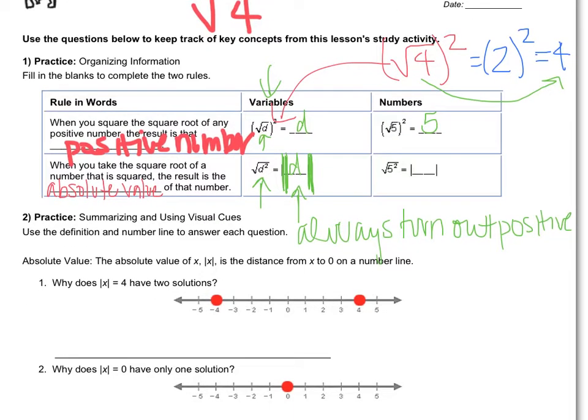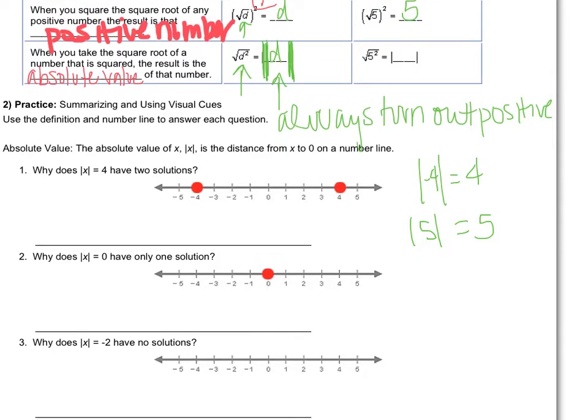So if I had the absolute value of -4, it would be positive 4. If I had the absolute value of 5, it would be 5. If I had the absolute value of -0.2, it would be positive 0.2. Alright, so absolute value always comes out positive. So using that logic, the square root of 5 squared is just going to be the absolute value of 5.